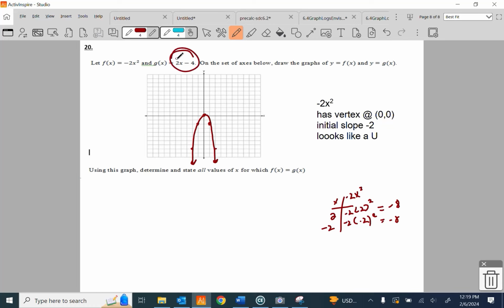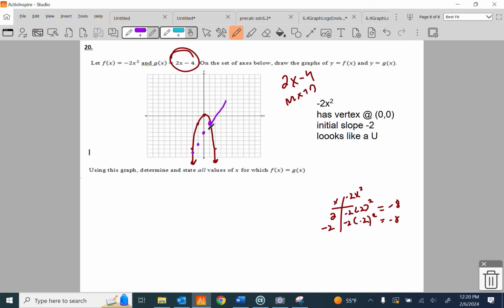I'm also supposed to graph 2x minus 4. That is legit mx plus b. It crosses the y-axis at -4. And then it rises 2 and runs 1. It also falls 2 and runs 1. Falls 2 and runs 1.